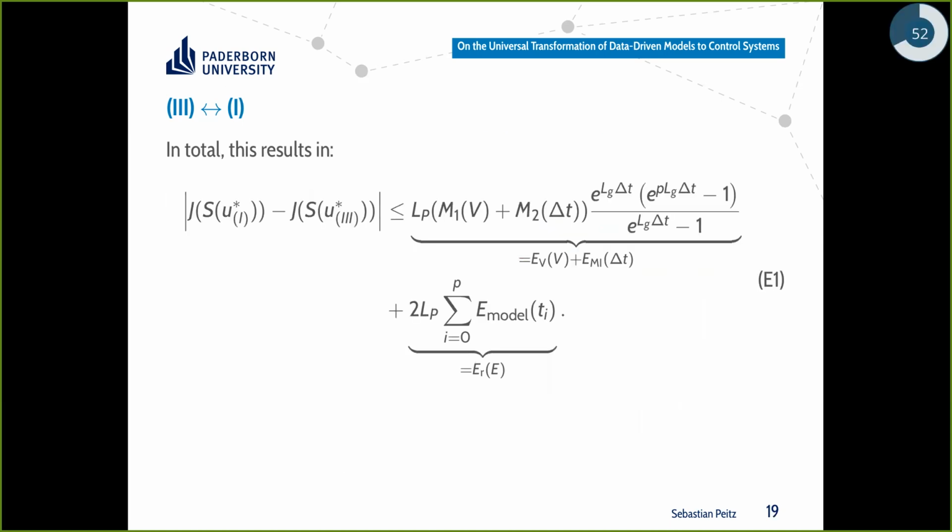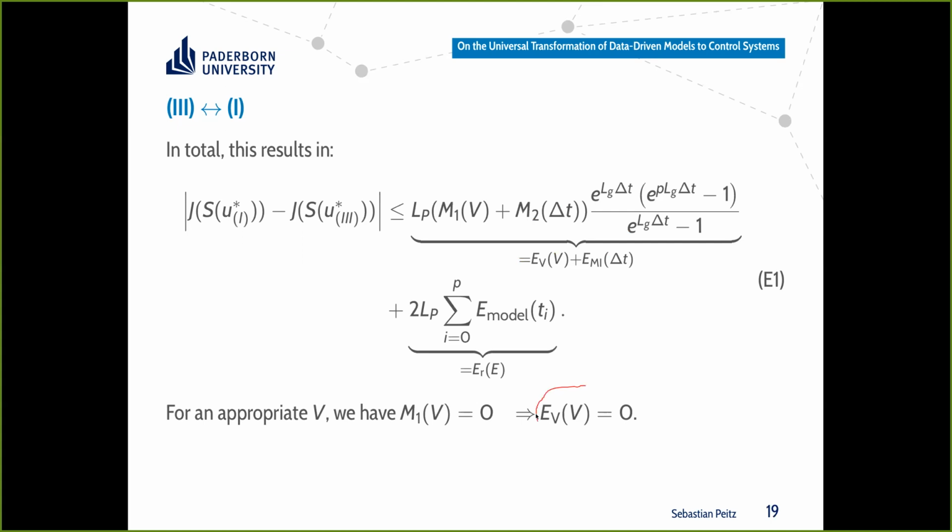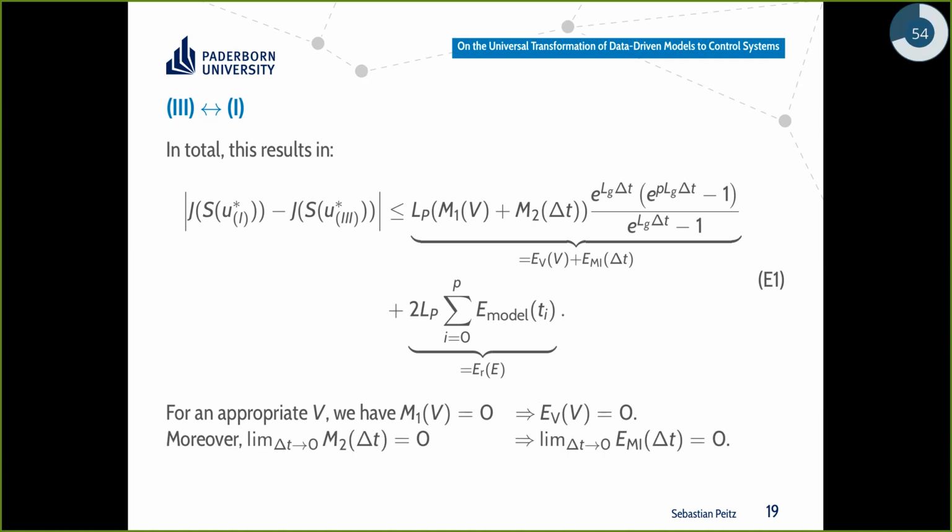So we have the distance between problem 3 and 1, which is, as I show here, these errors that we had before. This is the distance between optimization problem 1 and optimization problem 2. This is the distance between 2 and 3, and we can just add them. And as I said before, for an appropriately chosen V, this M1 is 0, and the corresponding error, which I named EV here, is 0. If we take the time discretization delta t to 0, then this error M2 is 0. So the only thing that remains is this surrogate model-based part. If I do my modeling correctly, this is the error I'm sticking with. And I've named it E1 here, because we can do something more if we make a few additional assumptions.